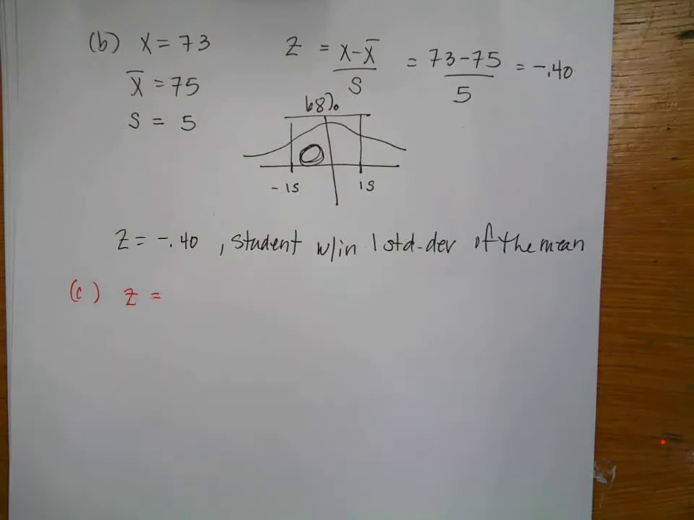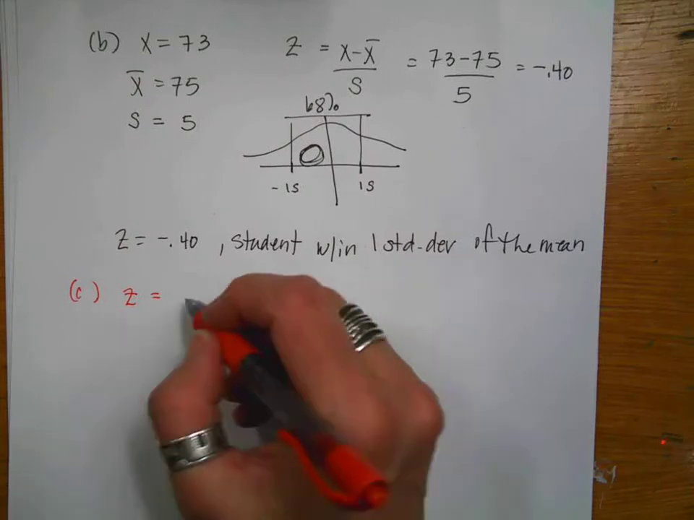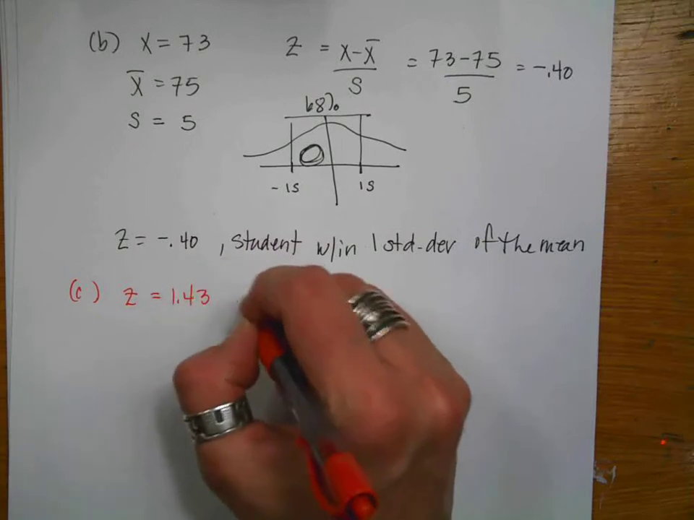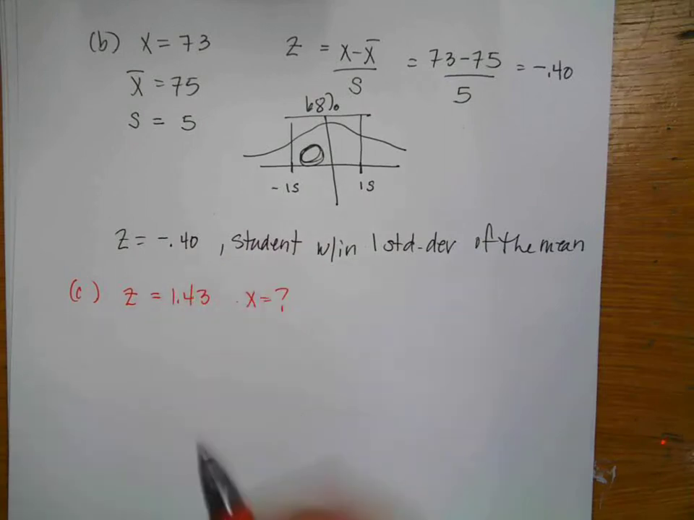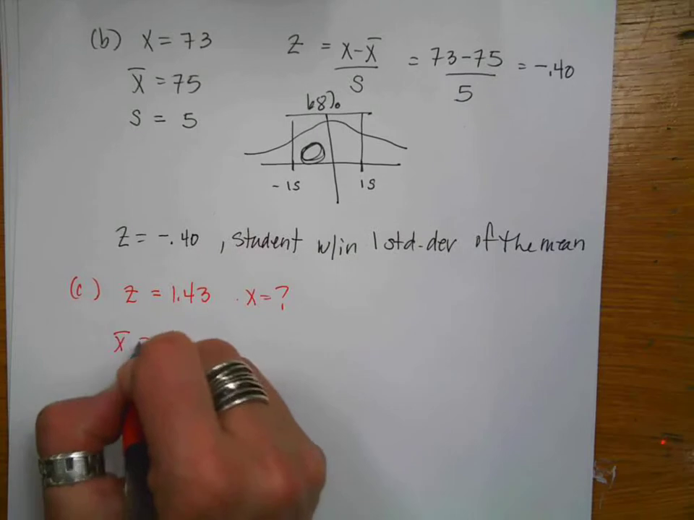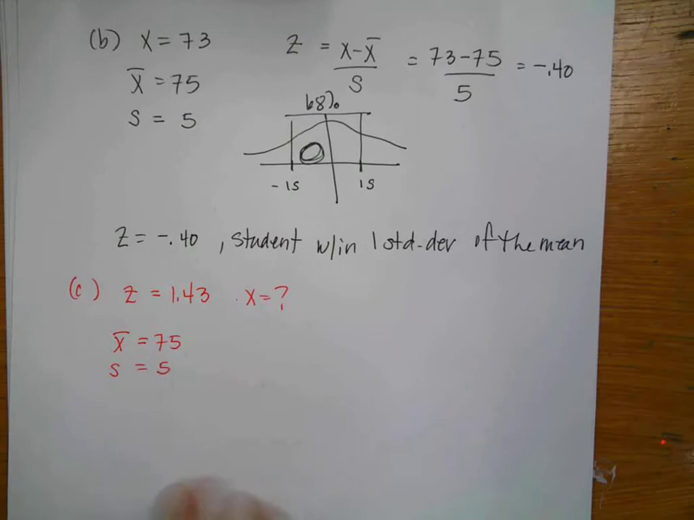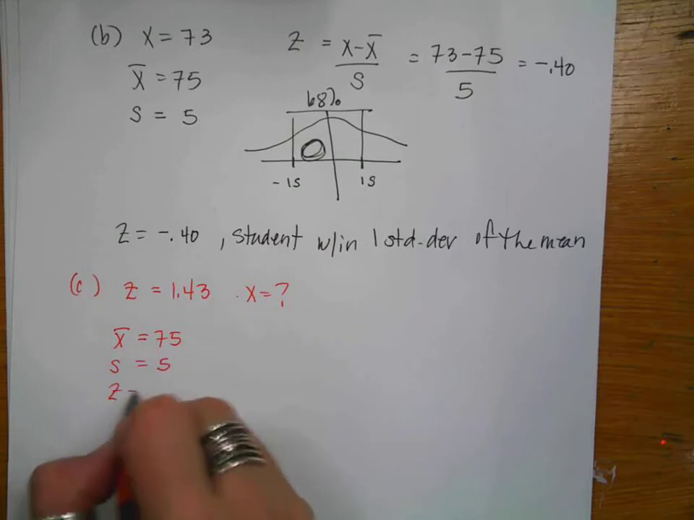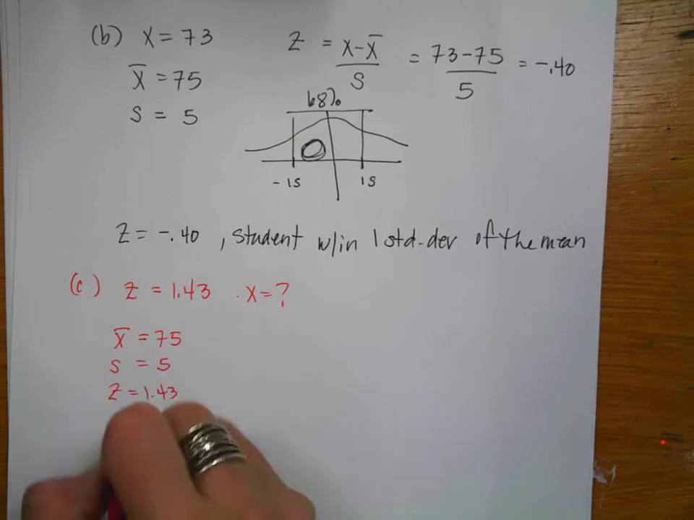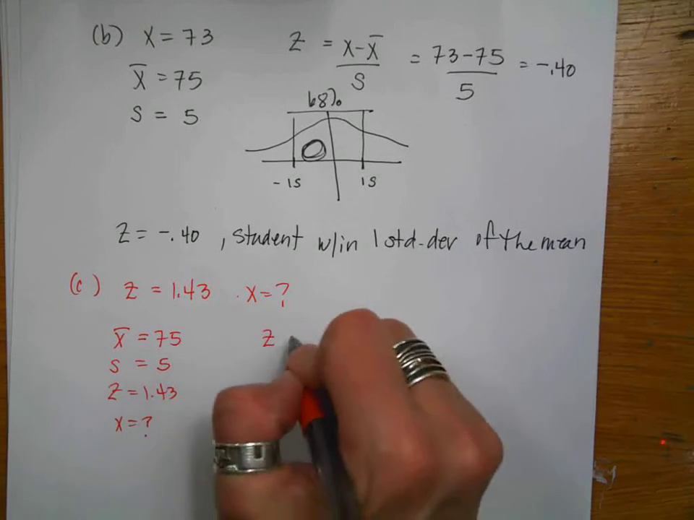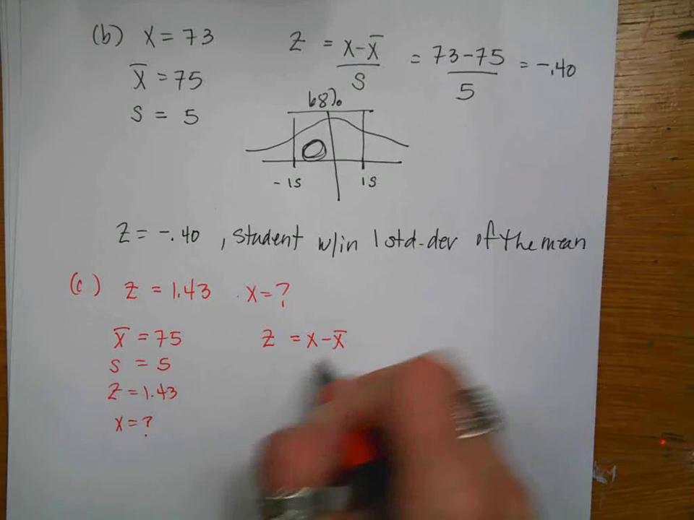Part C says a student had a z-score. Bring my computer back. I hate it when that happens. The student had a z-score of 1.43, and what's their score? Okay, so let's write down what we know. We know that x bar is 75. We know that the standard deviation is 5. We know that z is 1.43, and we want to know what's x.